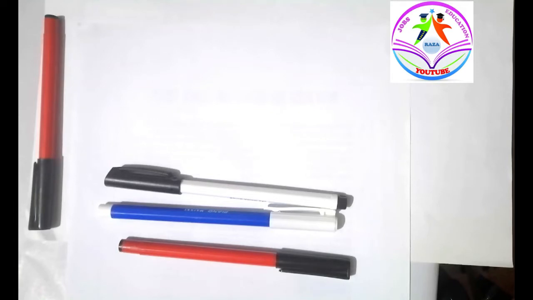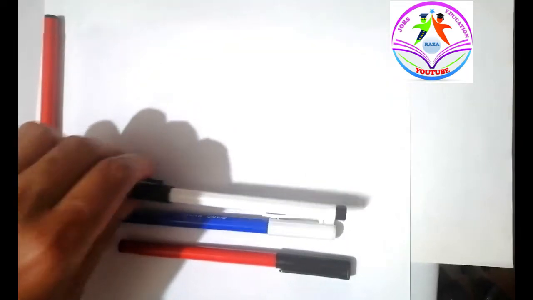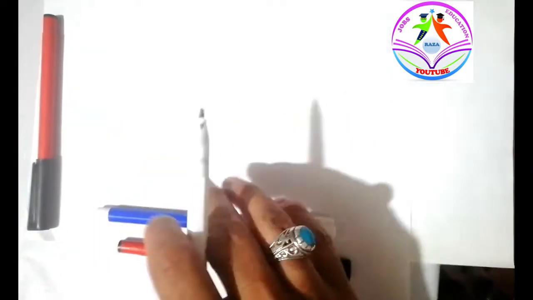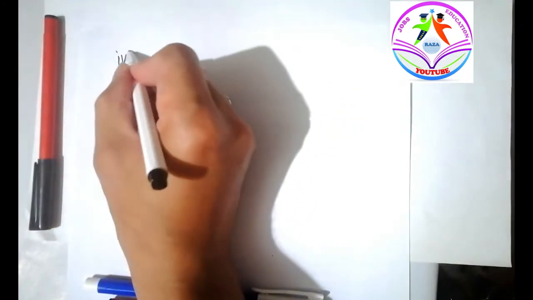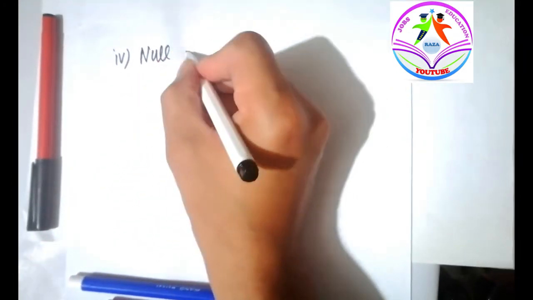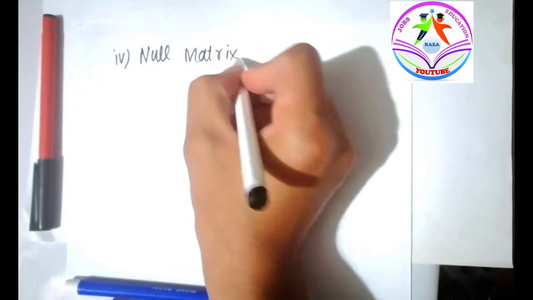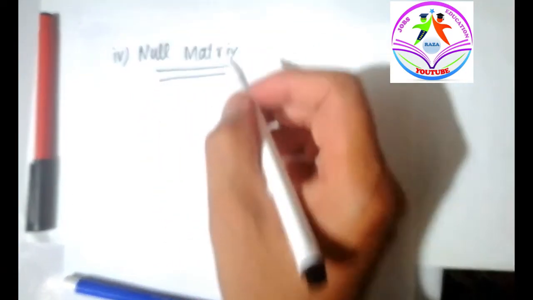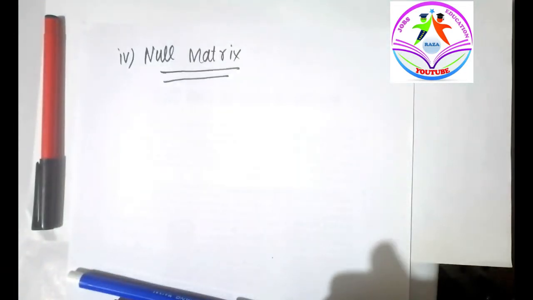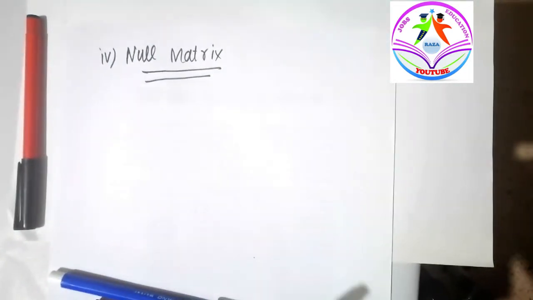So let's go. The next type of matrix is called null matrix. So how can we define a null matrix? A matrix in which there are only 0 rows and 0 columns, we can say that it's a null matrix. It doesn't depend on the order. It just depends on having only zeros in rows and columns.